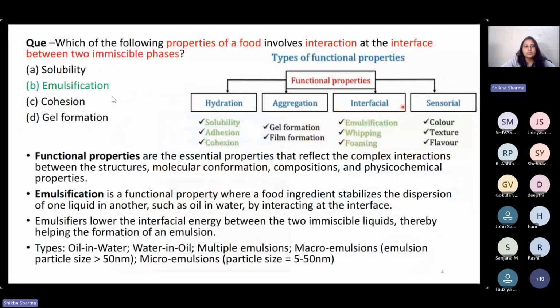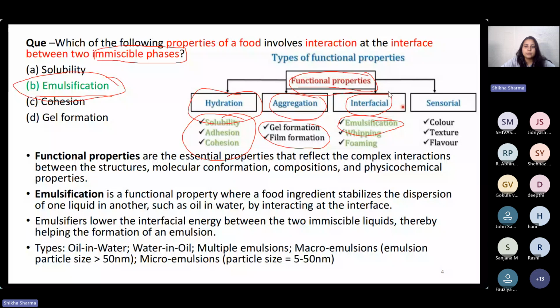As you all said, we are dealing here with a functional property, which is the emulsification property. When we mix two immiscible phases, the interaction is done by emulsifiers, and the property is known as the emulsification property. The functional properties of a food also include the hydration property, which includes solubility, adhesion, and cohesion. Then aggregation includes gel formation and film formation.